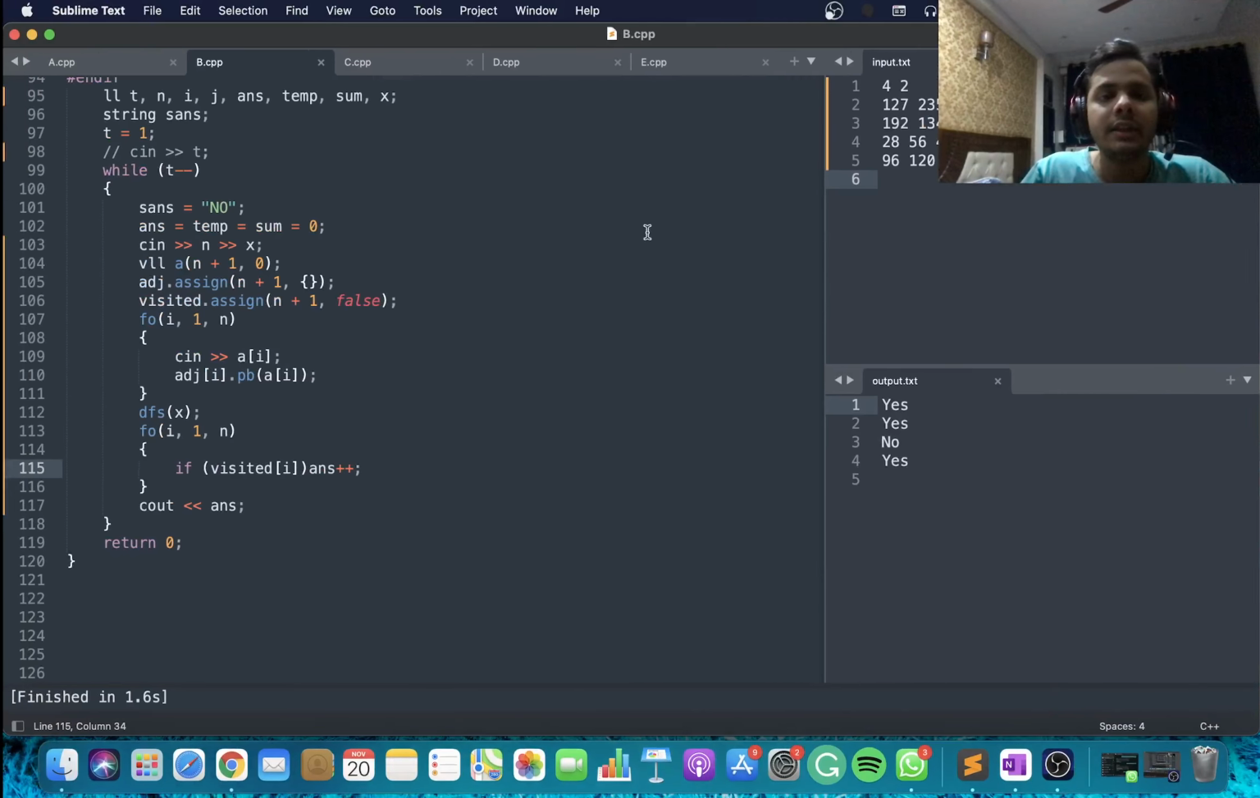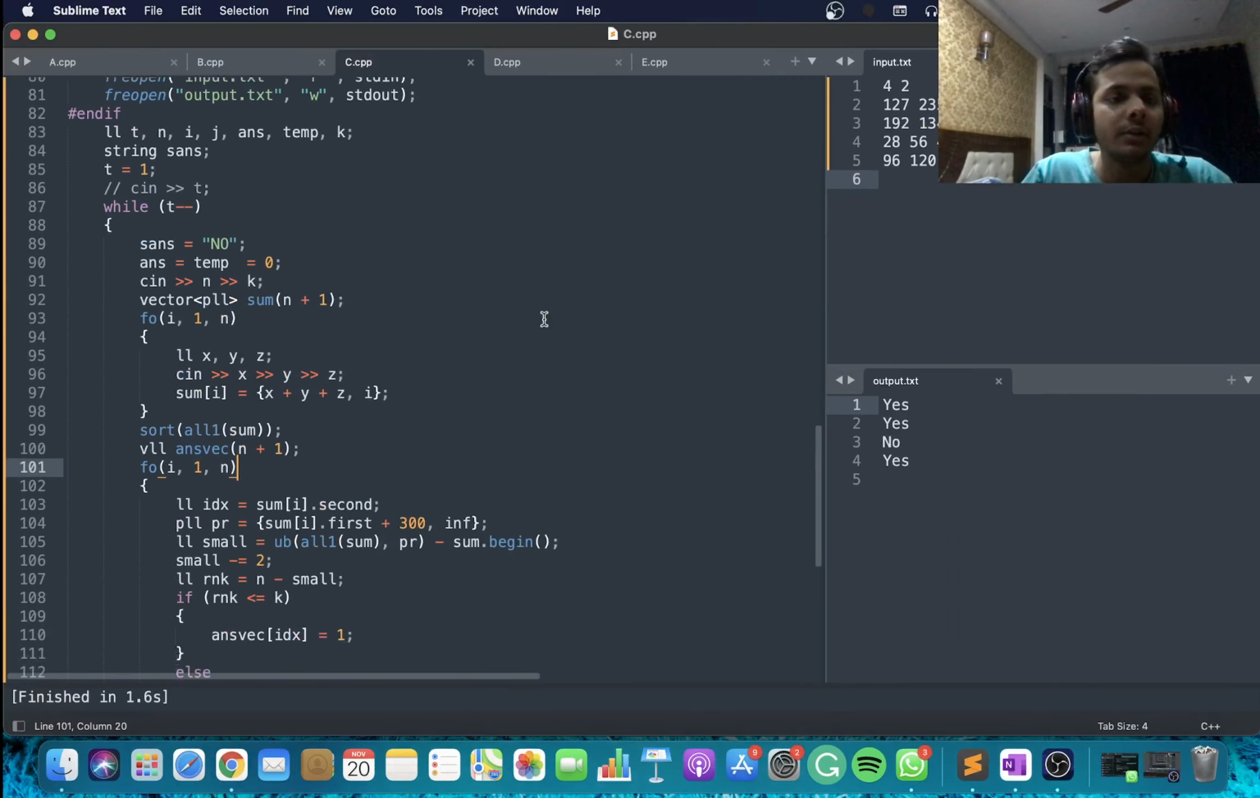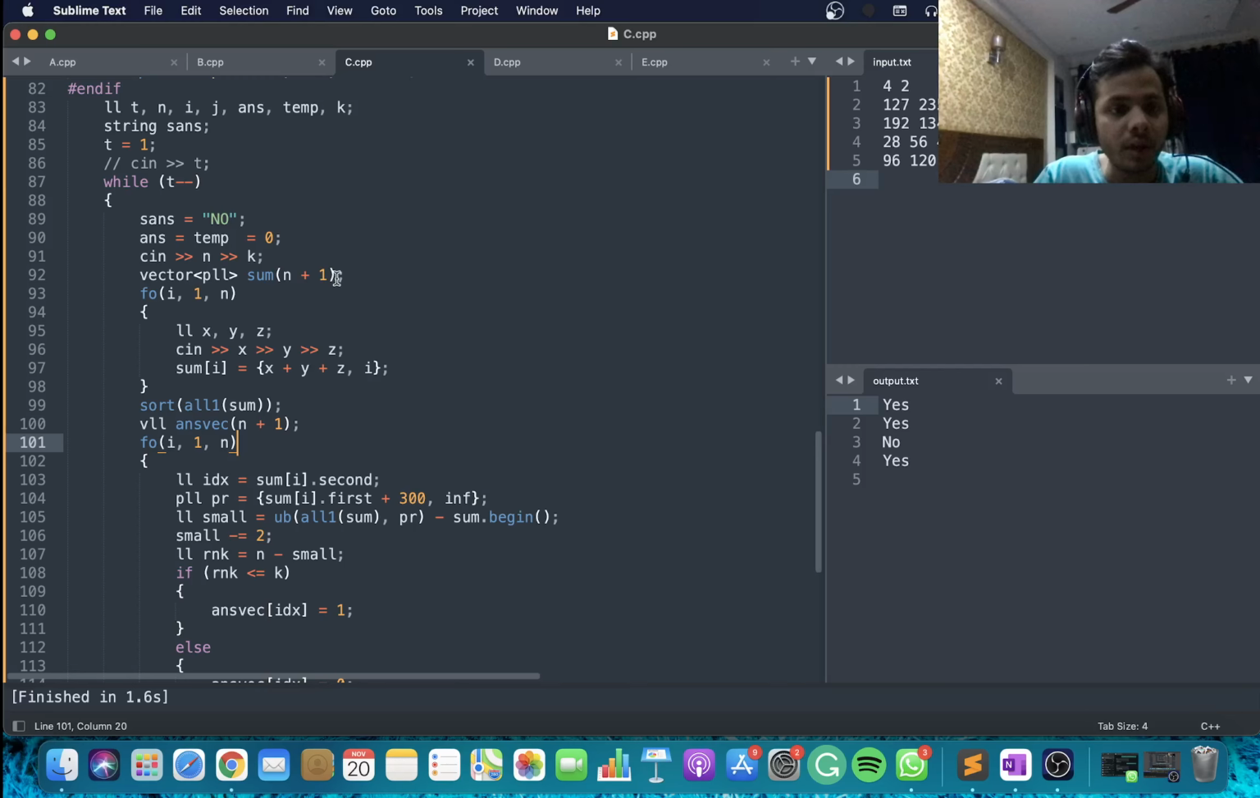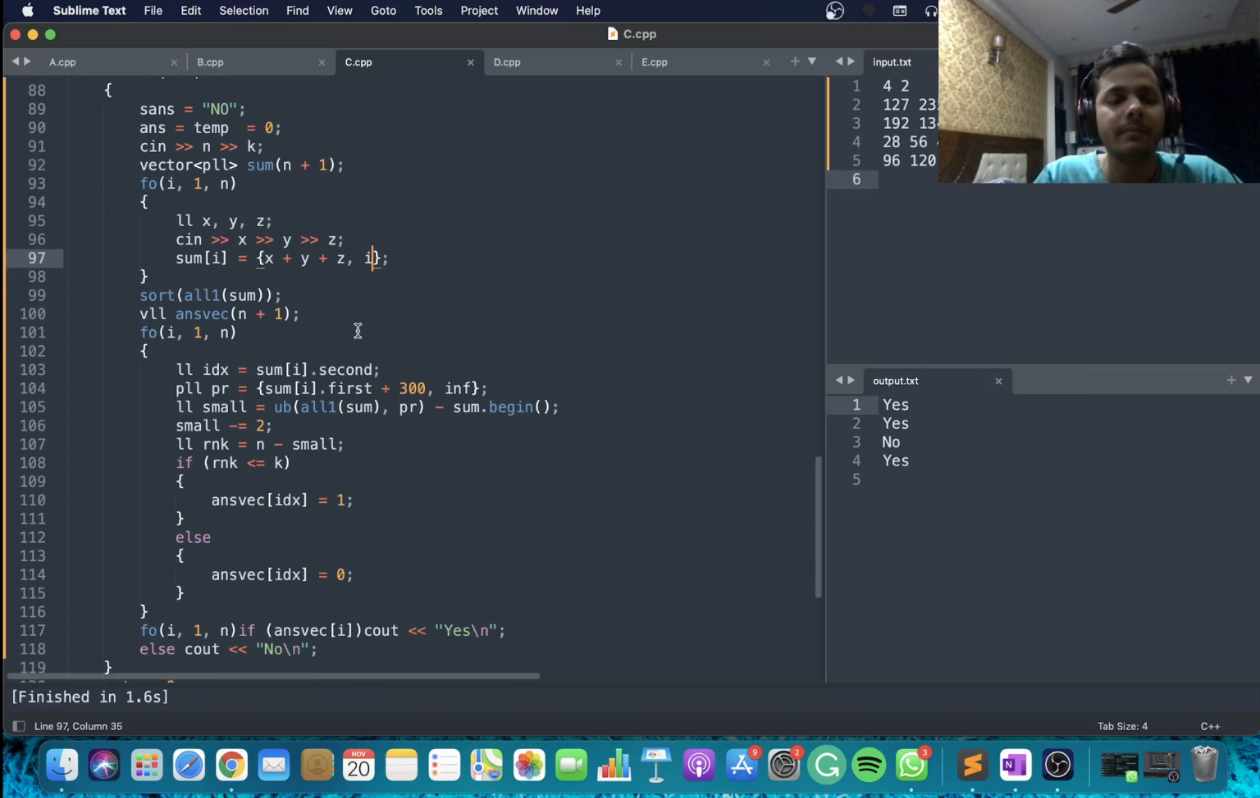So that is it for problem C. Let's just have a quick look at the code. So I'm creating this sum vector which is storing the sum of all the marks scored in the first 3 days, and it is also keeping track of the index, and then I'm sorting this vector.